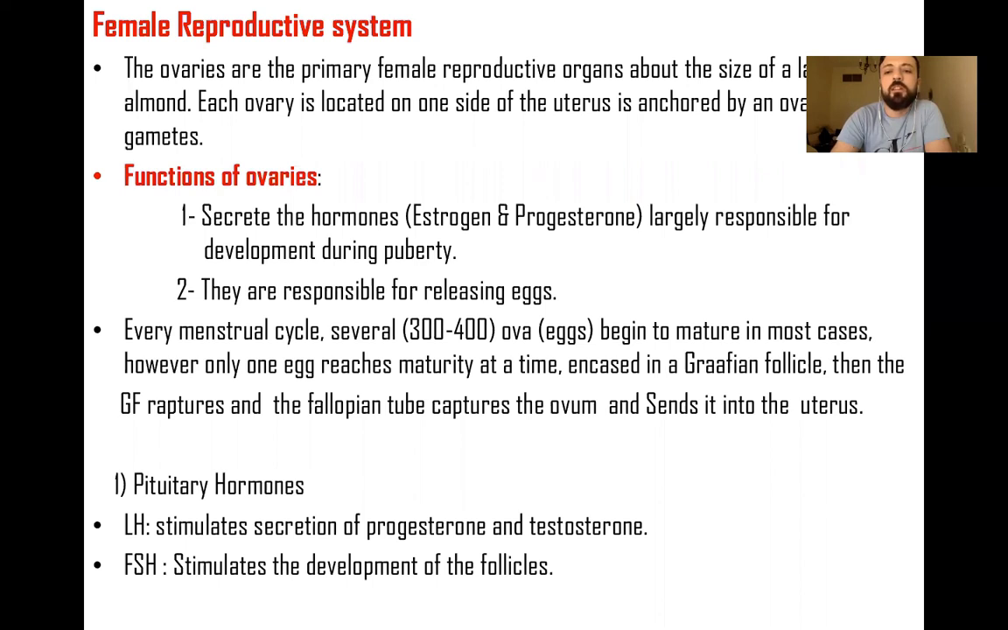300 to 400. How many eggs do you think there are in the female reproductive system, in the ovaries? Every menstrual cycle, every period, they release 300 to 400, or they lose 300 to 400. But in general, how much storage? And can females keep producing eggs forever, as long as they are alive? No. Or do they stop producing eggs at a certain age? No. When they get old.